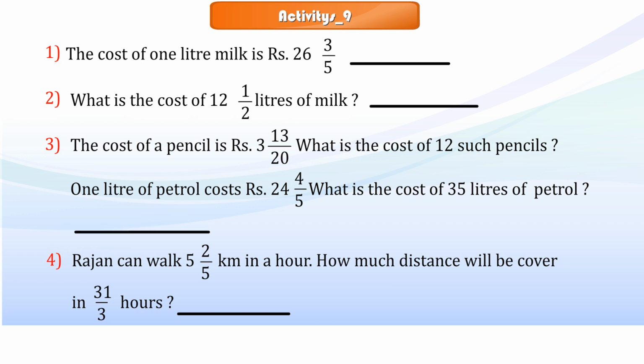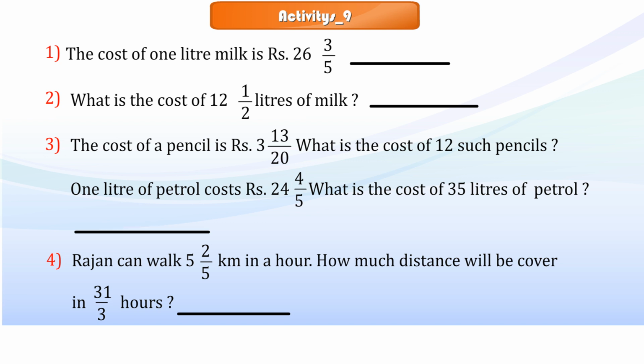Activity 9. 1. The cost of 1 liter milk is 26 3 by 5 rupees. What is the cost of 12 1 by 2 liters of milk? 2. The cost of a pencil is 3 13 by 20 rupees. What is the cost of 12 such pencils?